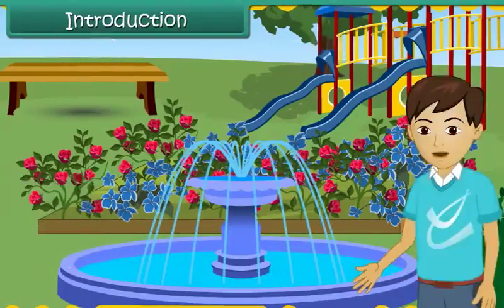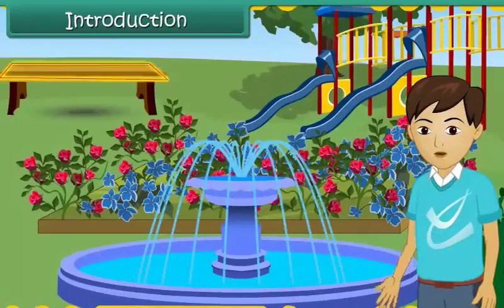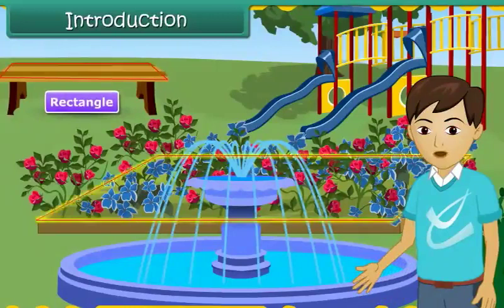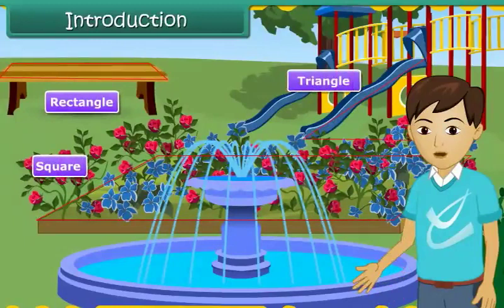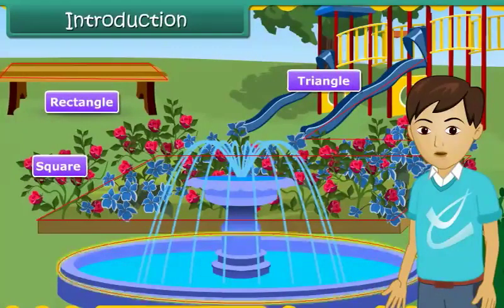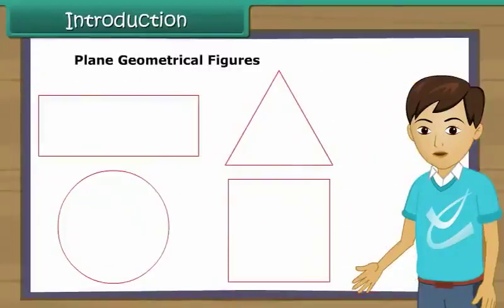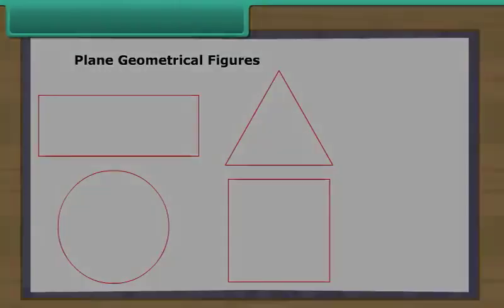Children, now analyze the shapes of different objects in this picture. The shape of the bench is a rectangle. The shape of the flower bed is a square. Slider's shape is triangle. The shape of the fountain pond is a circle. These are called the plane geometrical figures. In this lesson, we will learn the properties of different geometrical figures.